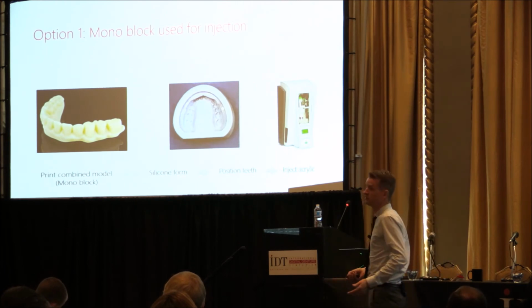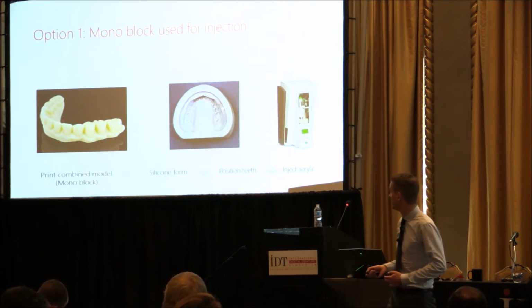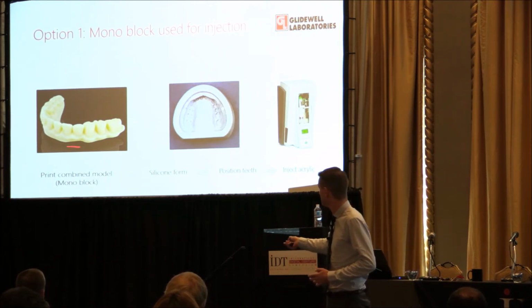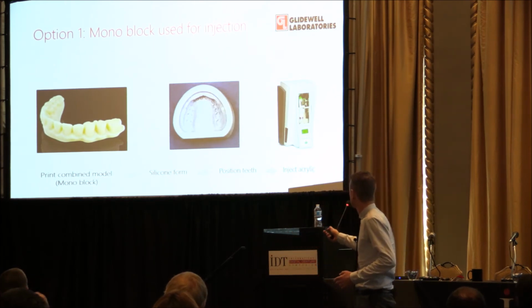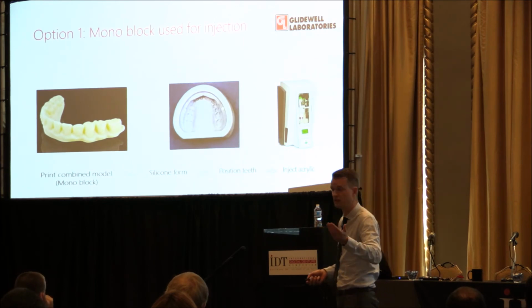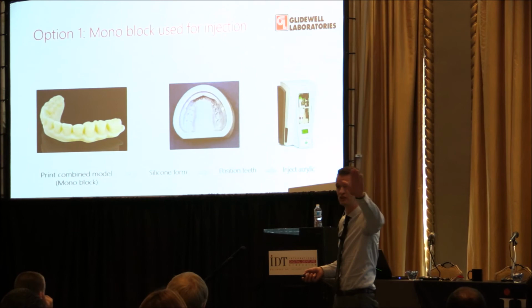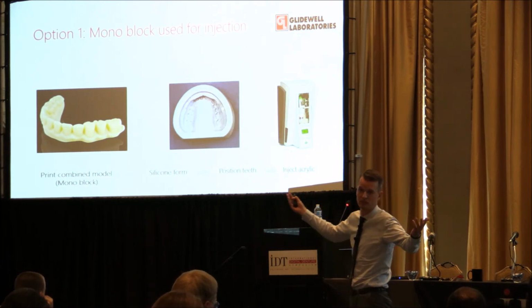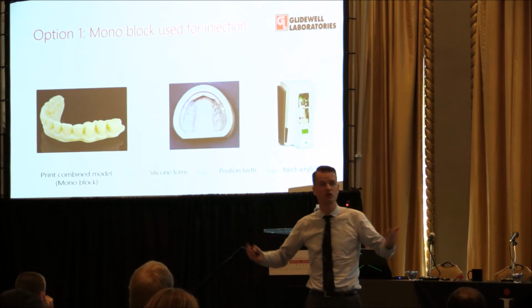This is basically what Pala is doing today. Glidewell is also doing it, and a number of other labs. You print a monoblock with the teeth. You do your silicone form. You put in the teeth. Avident Pala has this super cool jig. You can grind down the teeth to reduce them, and then you inject them as you have always been doing. I will call this a good workflow.